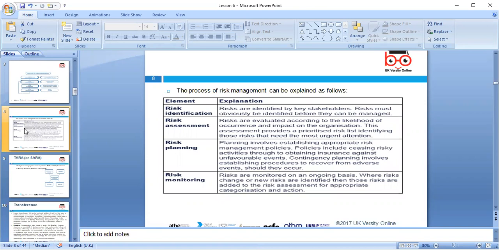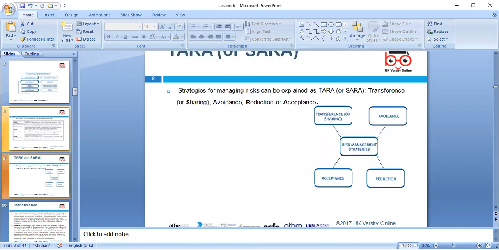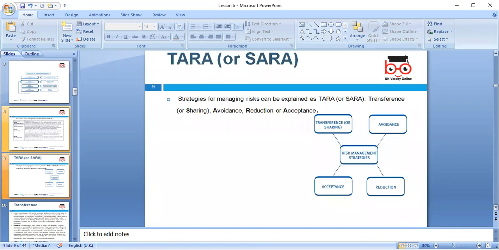If you don't have a risk management register, it's like being in the middle of the sea and not knowing which way to go. It provides a set navigation. Contingency planning involves establishing procedures for recovery from adverse events. You have a second plan in case something happens. Then risk monitoring: always monitor the risk on a regular basis and do risk reporting as well. That is crucial in business management and finance. So TARA and SARA are the two approaches. What does TARA stand for? T is transfer or share risk.